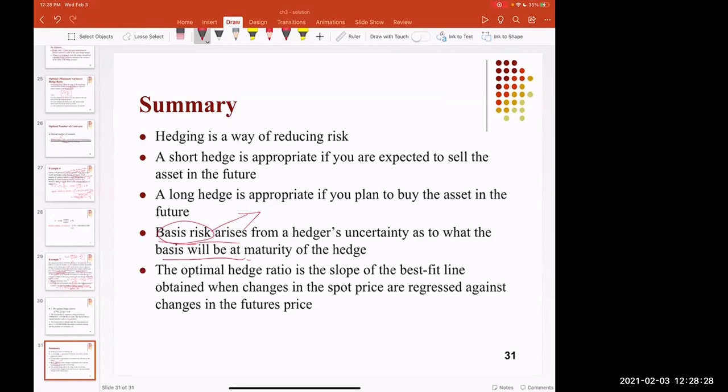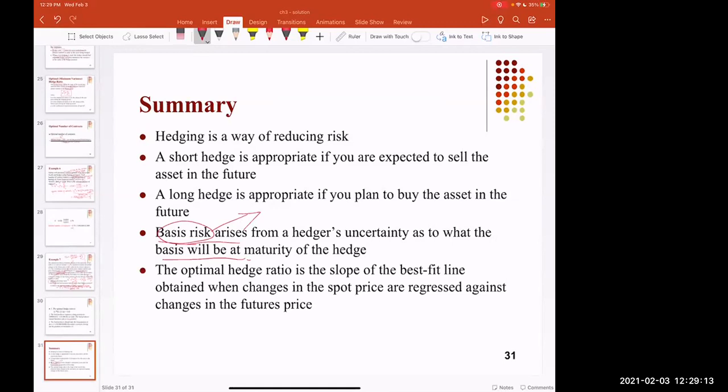I think rather than the calculation, you should spend more time on the concept multiple choice questions. For example, let me see. I think that's chapter 2. The basis is defined as spot minus futures. Let me give you an example for a multiple choice question.